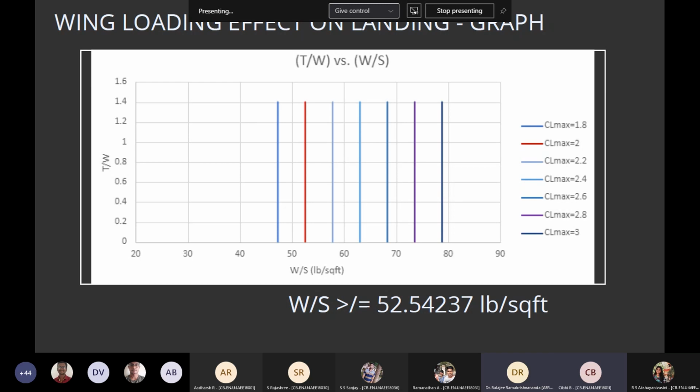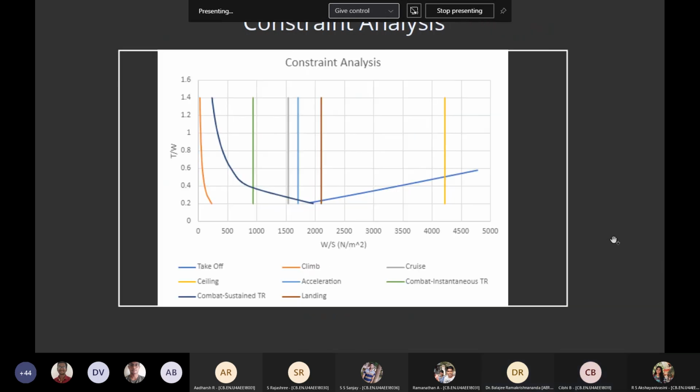Why did she choose it? Go to the constraint diagram. It's around 2000, sir, for landing, but they chose the right side. Can you explain why it should actually be the left side? Explain it to Akshaya later. Now we are out of time.